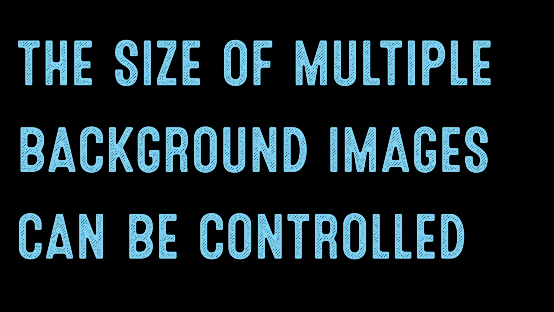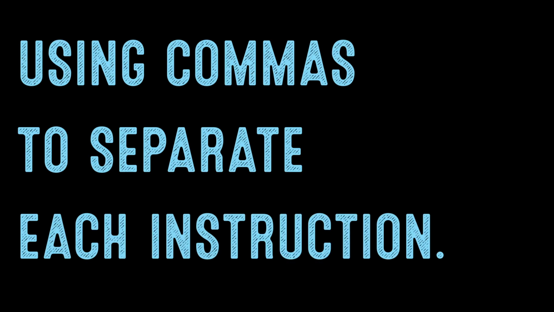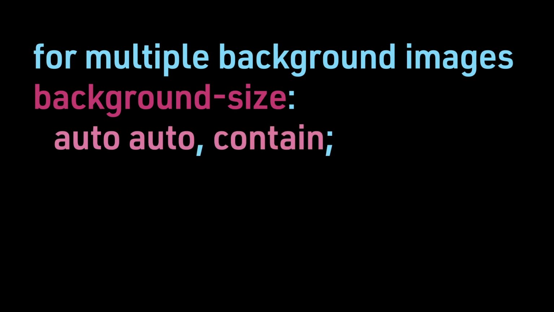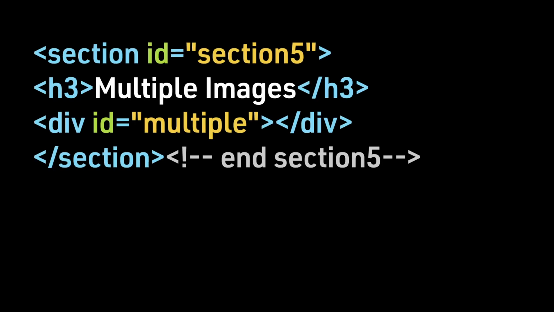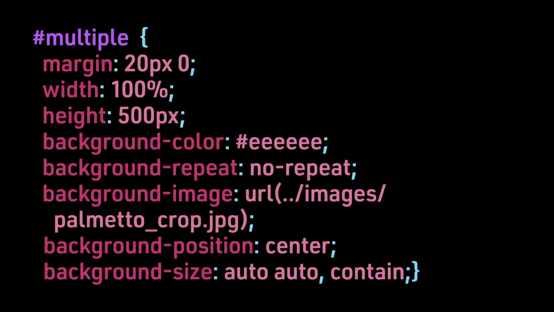The size of multiple background images can be controlled using commas to separate each instruction. For multiple background images, background size, auto, comma, contain. Here is the HTML for the example and the CSS. This is saying that the first image has a background size of auto width and auto height, while the second image has a background size of contain.